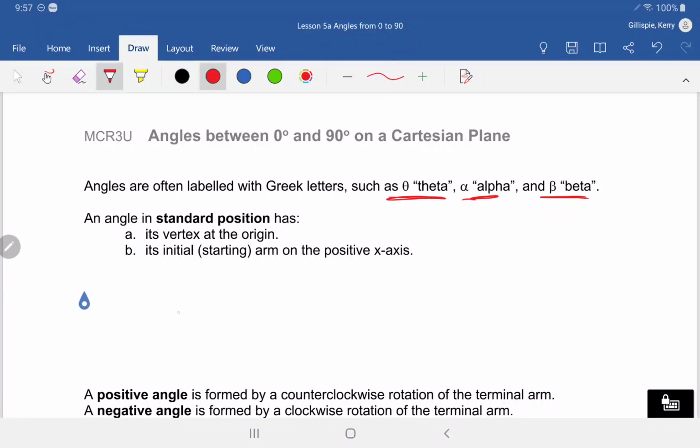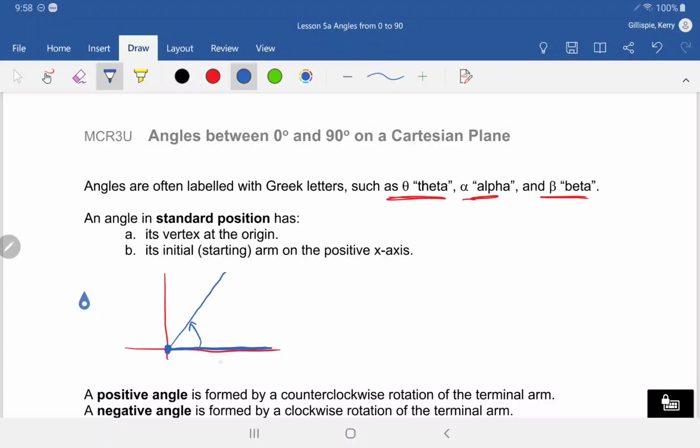So an angle in standard position has its vertex at the origin. So if this is my xy axis, the vertex of the angle would be right here at the origin. The initial starting arm would be on the positive x-axis. So this would be my start of my angle. And then the angle typically opens in the counterclockwise direction. So this could be what's called the terminal arm.